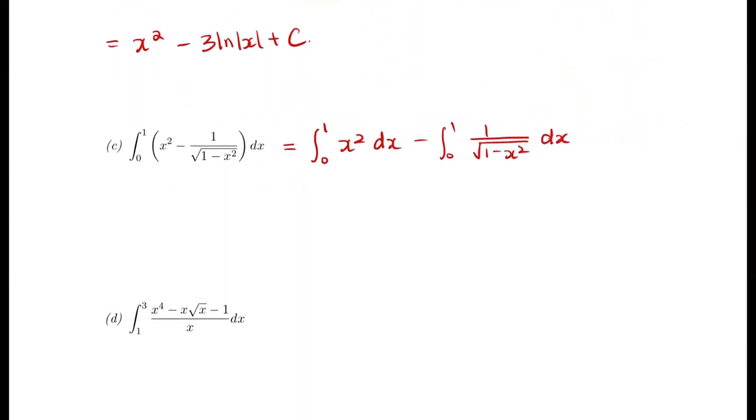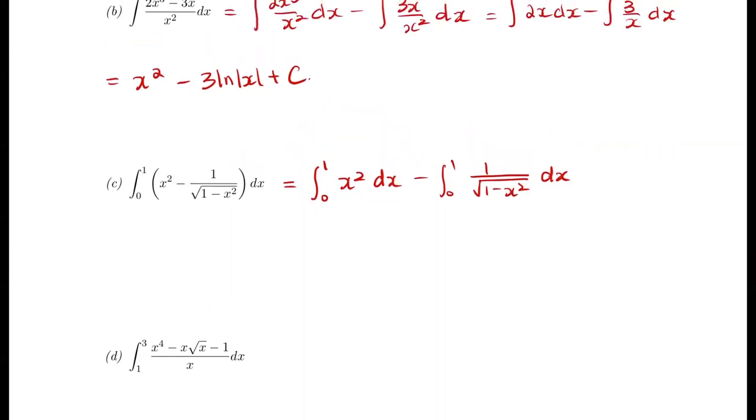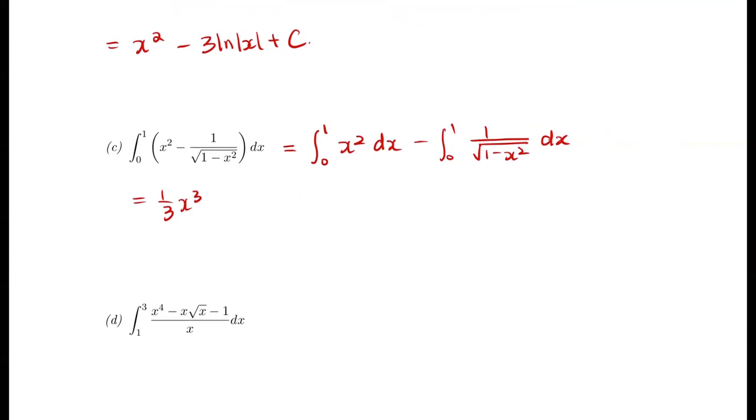So the integral for the first one is just going to be 1/3 times x cubed. So that one, we would just have 1/3 x cubed. And as for the second one, we are evaluating from 0 to 1. For the second one, we would just have sine inverse of x from 0 to 1.